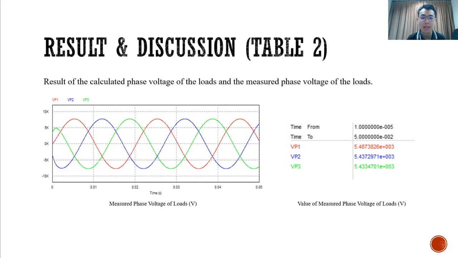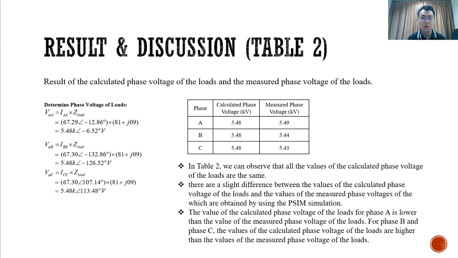So in table 2, we discuss the calculated phase voltage of the load and the measured phase voltage of the load. This is the graph obtained after the entire simulation, and the data are obtained as well. So we take a look at the calculation. We determine the phase voltage of the load, where you can see the calculated phase voltage of phase A, phase B, and phase C are the same, which is 5.48 kilovolt. For the measured phase voltage, phase A is 5.49 kilovolt, phase B is 5.44 kilovolt, and phase C is 5.43 kilovolt.